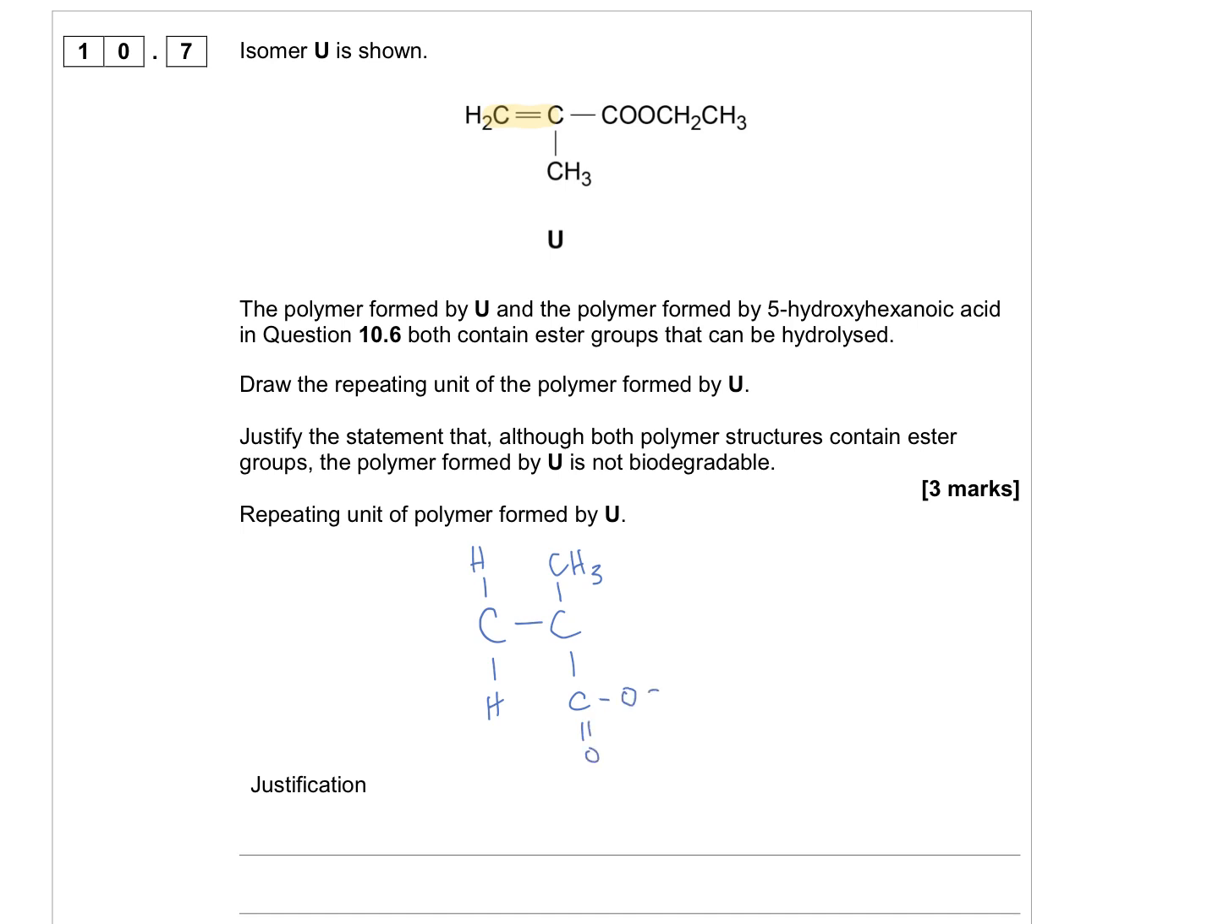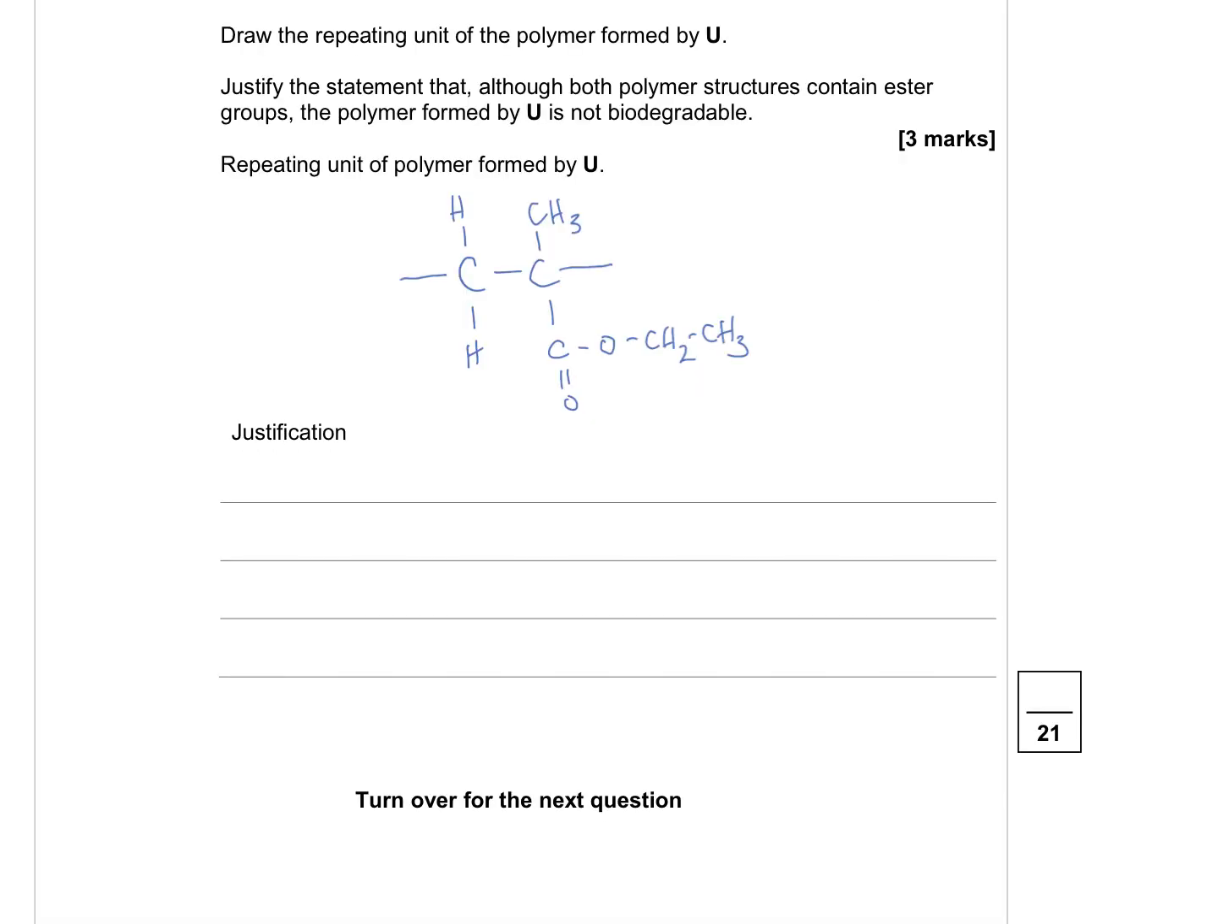It's important when drawing repeating units that you draw extended bonds on either side to show where the polymer would extend, so it would continue. By drawing the extra lines at either side, it shows it would continue this way.